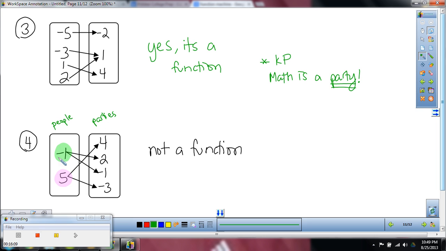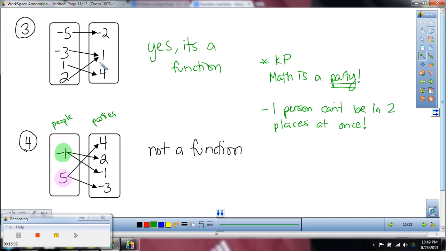This -1 is trying to go to the 2 party and the -1 party. One person can't be in two places at once. Right? It's not possible. This guy can't go to both parties at the same time. He has to just pick one. So that's fine. -5 is going to this party. -3 is going to this party. 1 is going to this party. And guess what? 2 is also going to this party.